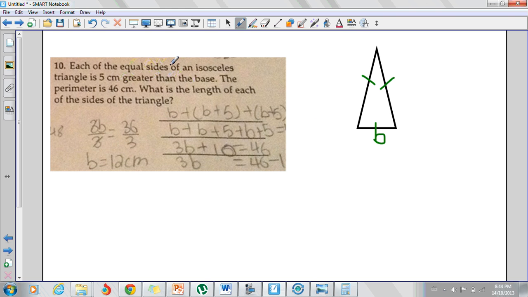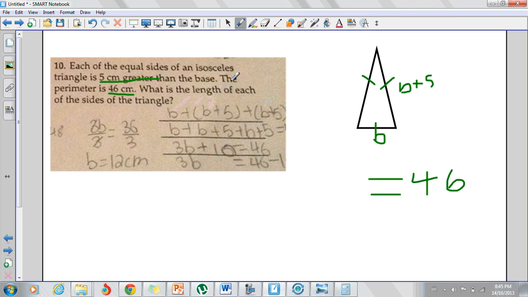And it says each of the equal sides of an isosceles triangle is 5 centimeters greater than the base. So if this is B, this one is B plus 5. And of course, on the other side is also B plus 5. So all we got to do to find out the perimeter is always the total. So all of those things will have to equal 46 centimeters. So what am I going to have? B plus B plus 5 plus B plus 5.